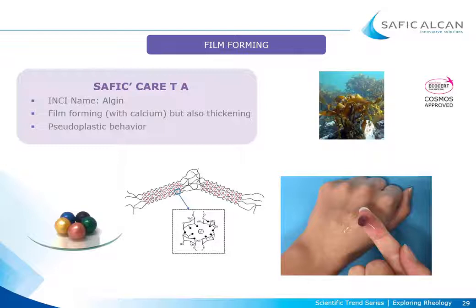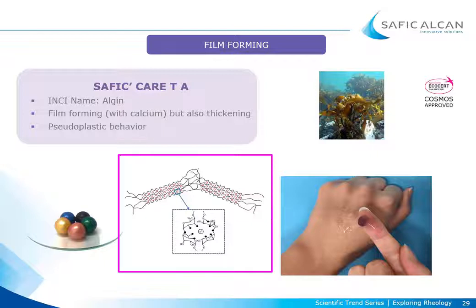Alginates are film formers, but you can also use them as traditional thickening agents. They benefit from pseudoplastic properties. The alginate polymers get organized in what we call the egg box model. In the presence of divalent ions like calcium, very strong bridges are created between the polymer strands, which form films.